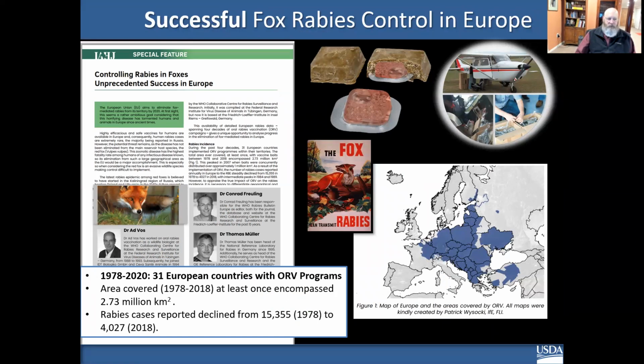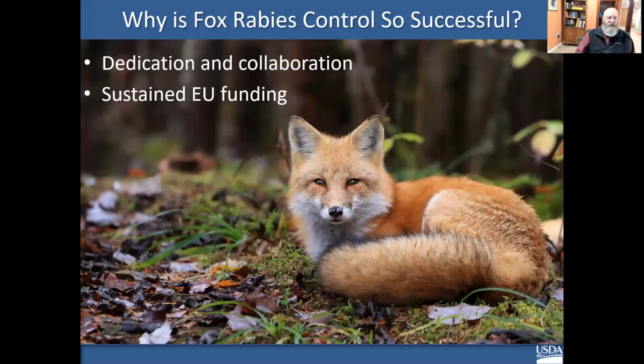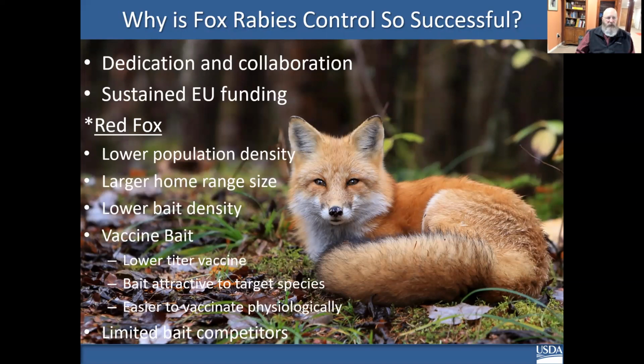Since 1978, over 31 countries have used oral vaccination. Many have eliminated rabies within their borders, but overall the cases have gone way, way down. So very successful. My colleagues in Europe have done a fantastic job. And I think it was successful because they had a lot of dedication, a lot of collaboration, and lots of sustained funding. But they also were working with foxes, which have lower population density compared to raccoons and larger home ranges, so you had to put out a lower bait density. The vaccine bait could have a lower titer in the vaccine, and the bait was very attractive to target species. And there were limited bait competitors.